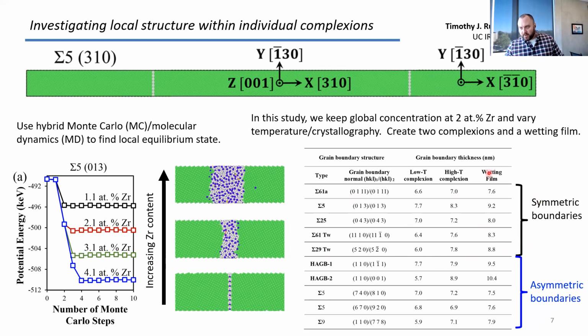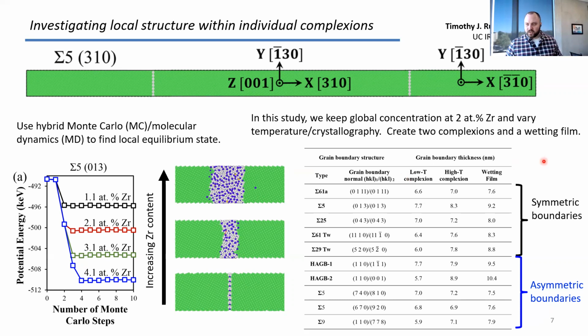But basically, for now, we can think about the idea that we're looking at a set of symmetric and asymmetric boundaries to try to look at different crystallographies. And we're also going to look at different temperatures. So 2 of these temperatures are below the melting point of the bulk system. So we're trying to find what I would say is a real complexion. So the crystal is solid, the interface pre-melts, and it finds a local equilibrium state.